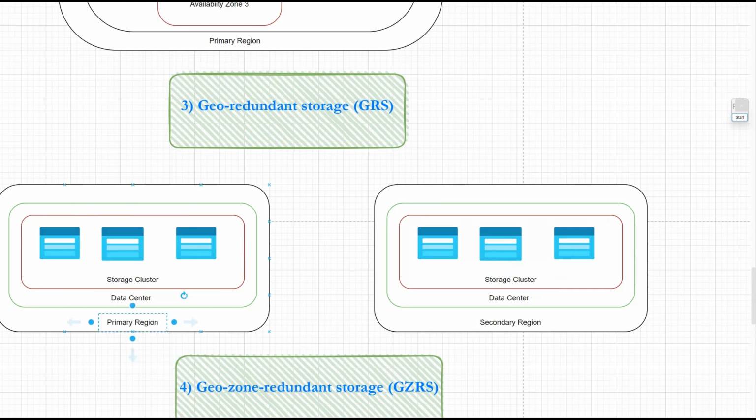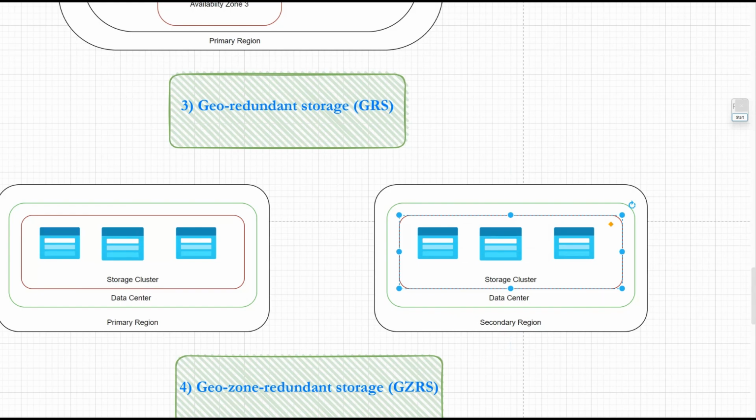So this is our primary region, which in our case is East US. In that data center, it has replicated your data 3 times synchronously, and despite this, it also replicates your data into a secondary region 3 times within the same data center. This is how GRS functions.